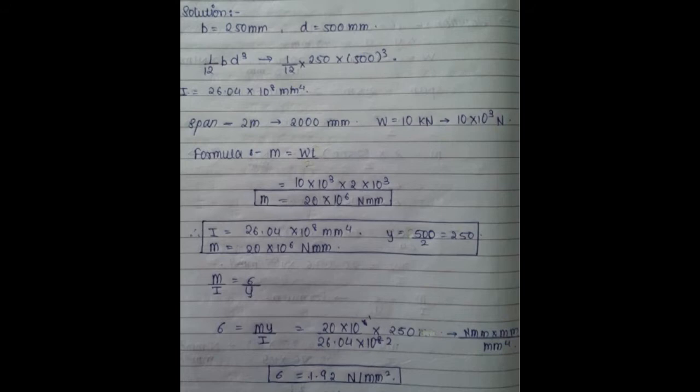So if we put the formula M by I equal to sigma by Y, sigma comes out to be My by I. And if we put the respective values, we get the value of sigma as 1.92 Newton per mm square. So you remember the steps. First step is we find the value of the maximum bending moment, then we find the value of the moment of inertia, then the third step is the value of Y, and finally the value of the bending stress.